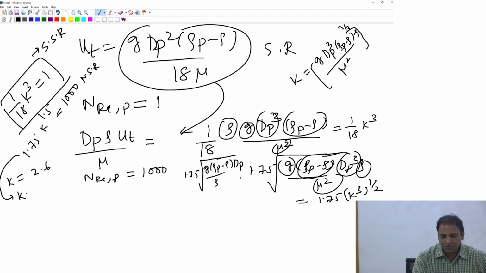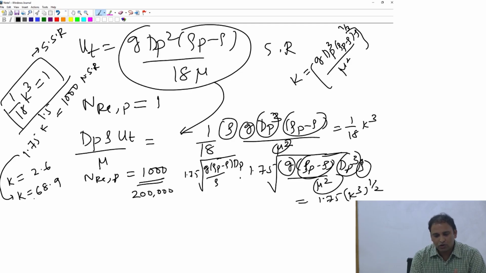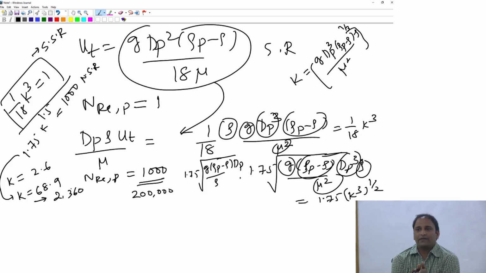Similarly, the k for the Newton's settling regime comes out to be something like 68.9, if I substitute the lower limit of the Reynolds number for the Newton's regime. And if I substitute the higher limit of the Reynolds number, which is 200,000, your k comes out to be something like 2360.